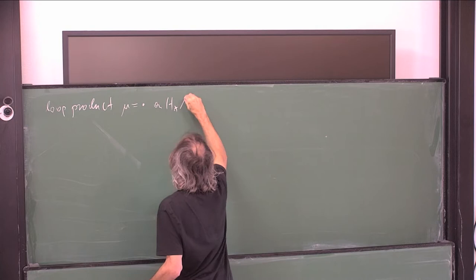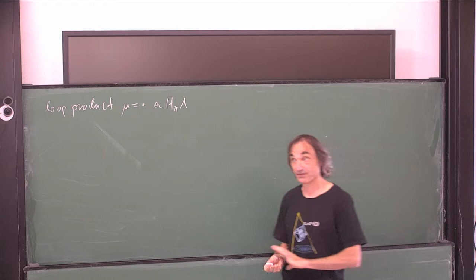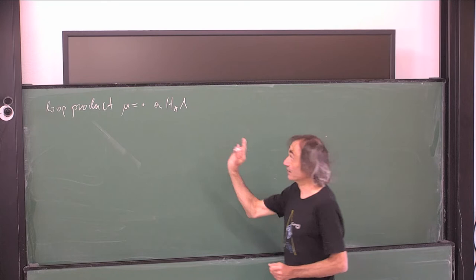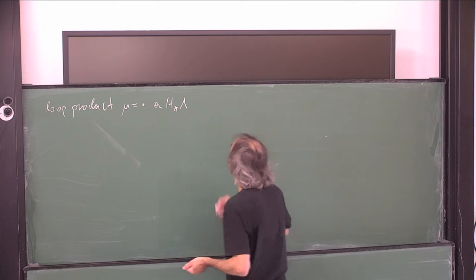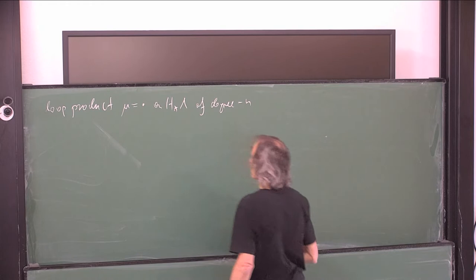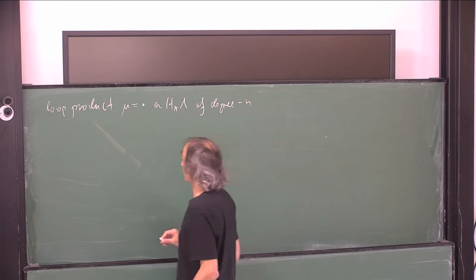I will be sloppy about coefficients, assume real coefficients to be on the safe side. A lot of things are true with integer coefficients or with other coefficients, also with twisted coefficients, but I don't want to bother with that so much. So there's a loop product of degree minus n.